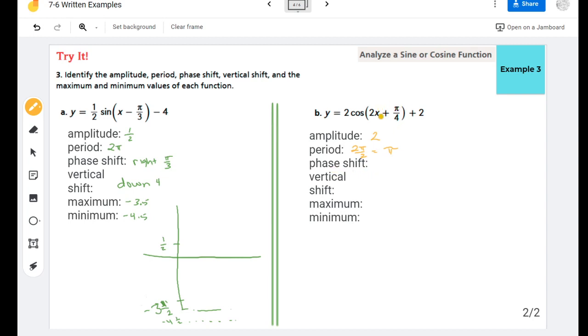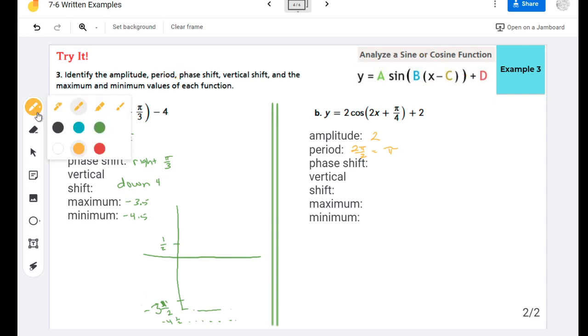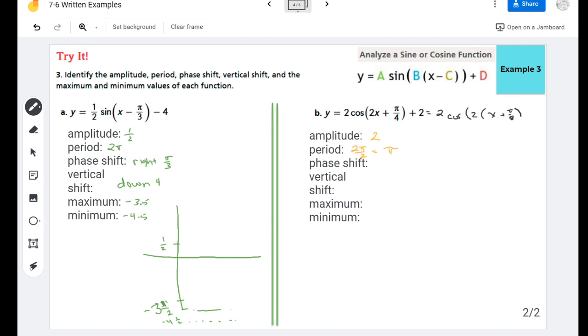Our phase shift, we can't identify our phase shift when it's written like that because we need it to be written like this, where it has the b outside the parentheses. So I'm going to need to rewrite my formula real quick where I factor out that 2. So I'm going to have 2 times the cosine of 2 times x, and then pi over 4 divided by 2 is pi over 8, and then plus 2. God, there's a lot of 2's here. Calm down, Savvas.